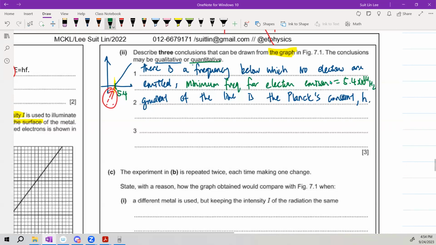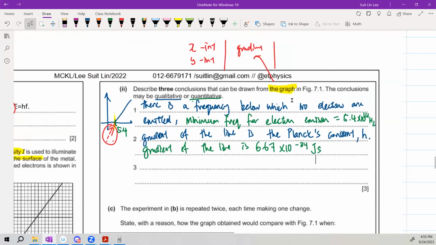If you want to write the quantitative value, you can say the gradient of the line is 6.67 times 10 to the power negative 34 joule second. Okay, so we looked at x-intercept, y-intercept, gradient.